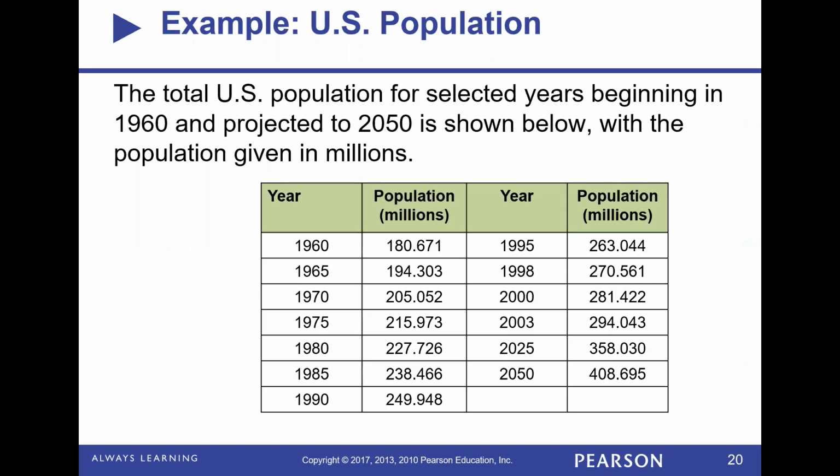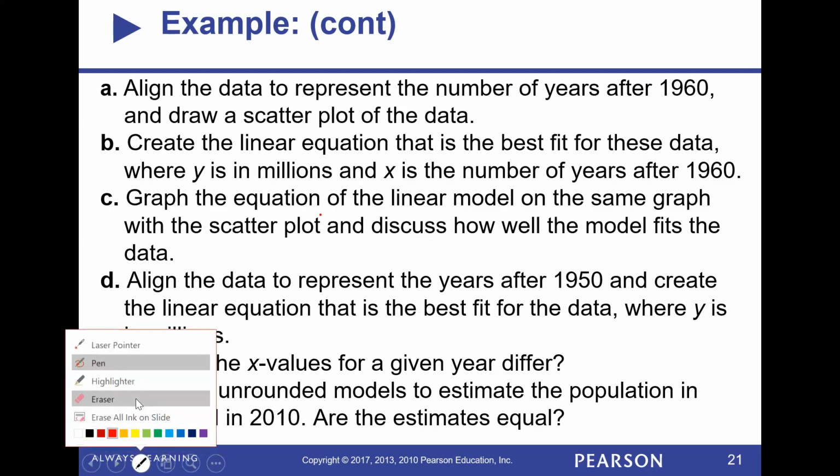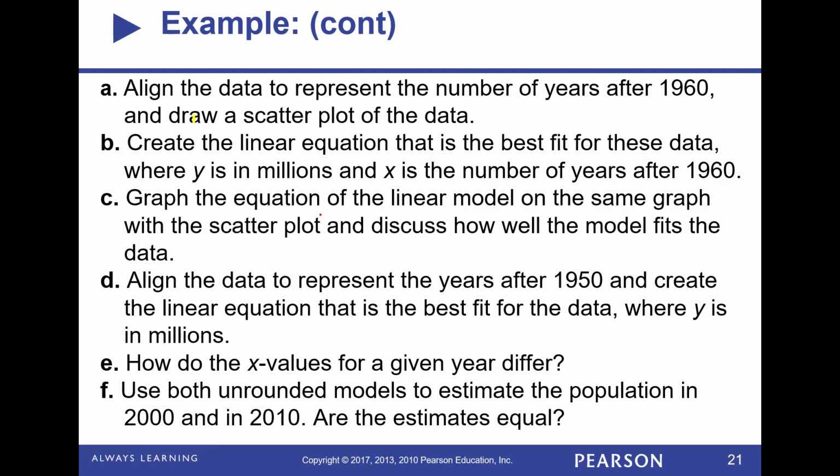Again, we've got years and populations. And the first thing I notice is I see 1960. So I'm going to be like, wait a second. Looking through the rest of the problem, I'm going to look for some really key data that needs to help me out here. And I see it straight away. It's normally in that very first part there: align the data to represent the number of years after 1960.